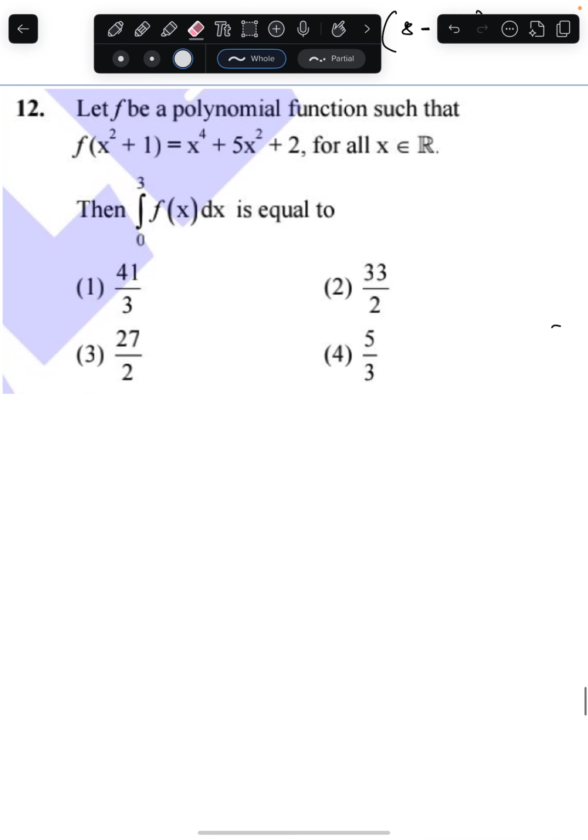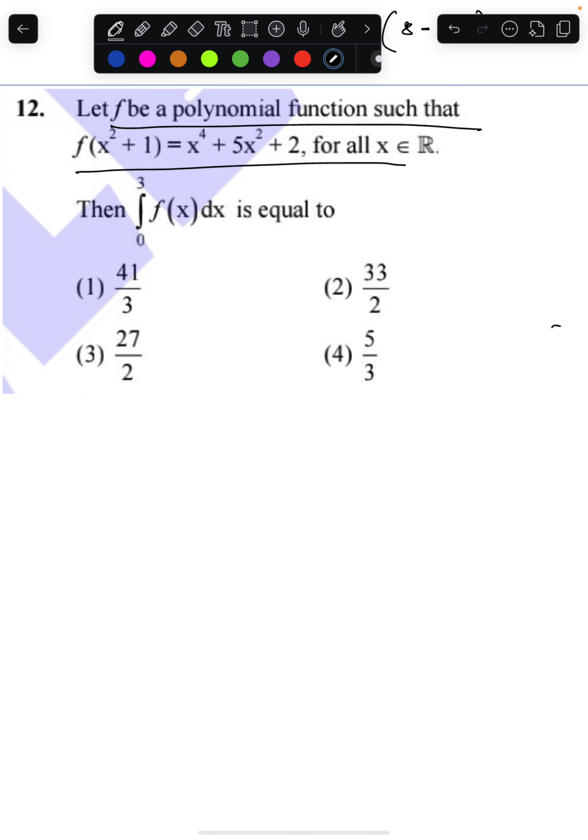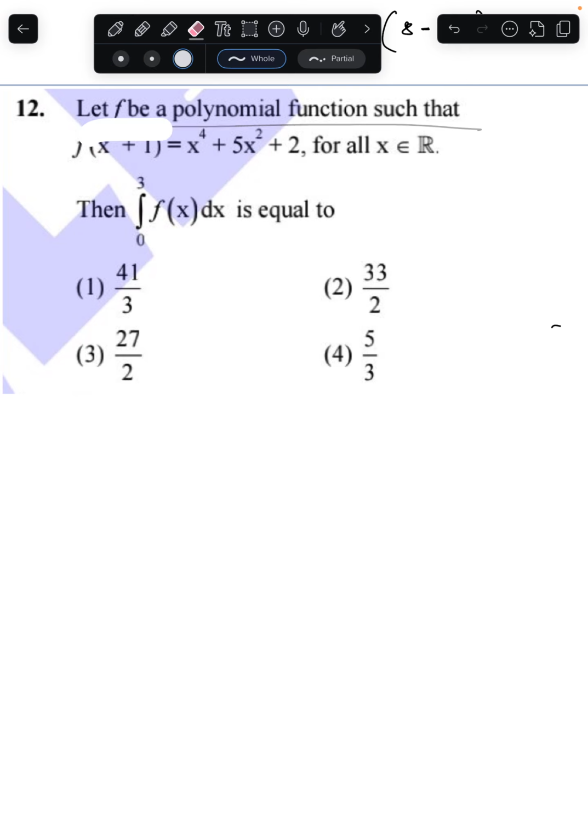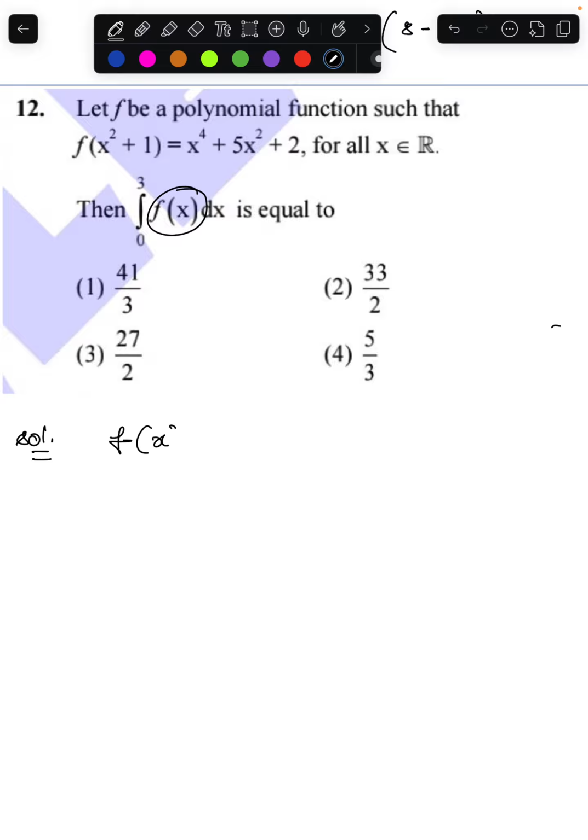Let f of x be a polynomial, such that this one is given for all x belongs to R. You need to integrate 0 to 3 f of x dx. For this to be found, we need to find f of x, right? So for f of x, what is given? f of x square plus 1 equals x power 4 plus 5x square plus 2 for all x belongs to R. So it's a very simple question. You need to find f of x.